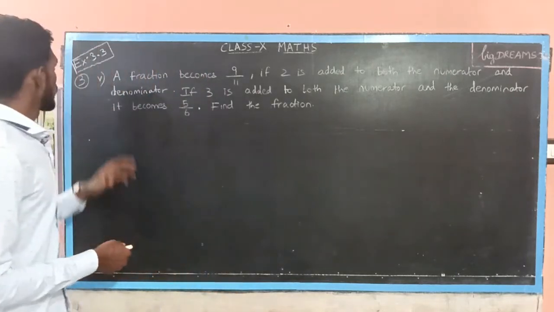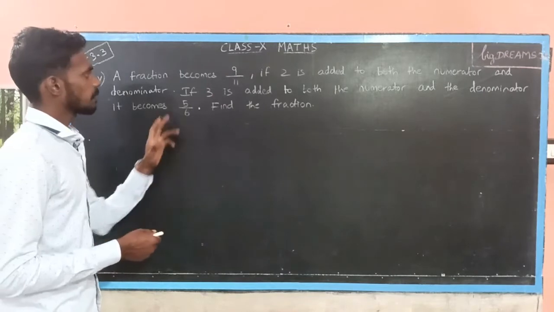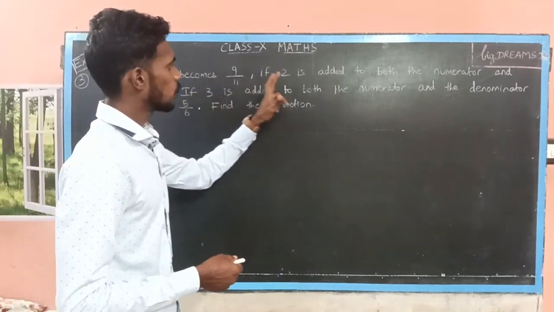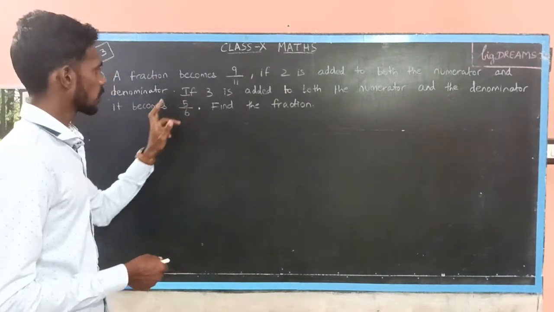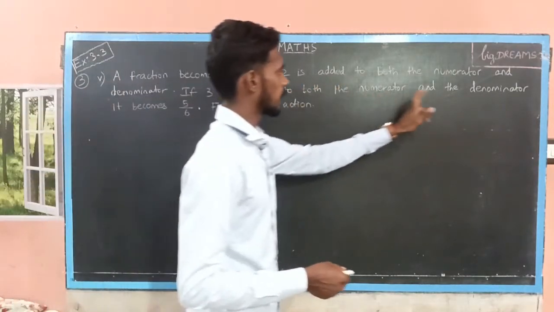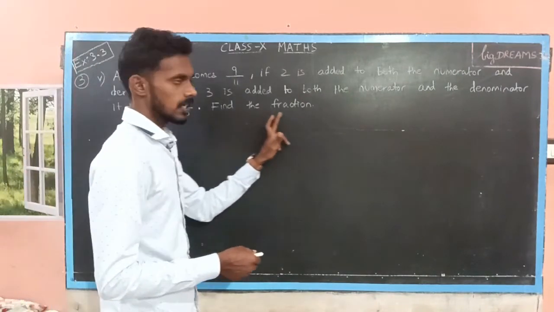Let's continue the exercise 3.3, third sum, fifth subdivision. A fraction becomes 9 by 11 if 2 is added to both the numerator and the denominator. If 3 is added to both numerator and denominator, it becomes 5 by 6. Then we have to find the fraction.